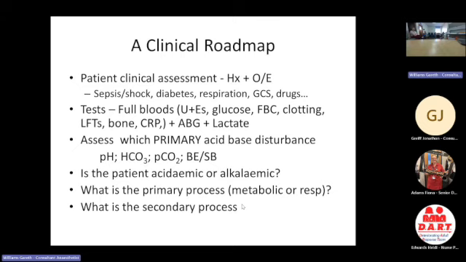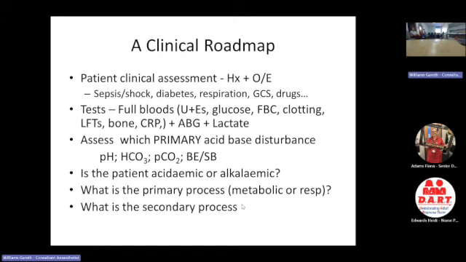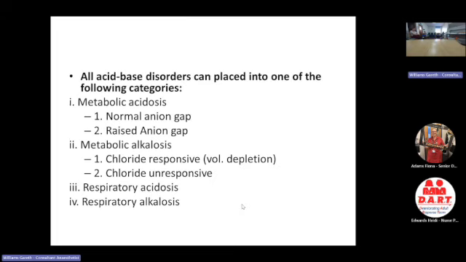In terms of the actual blood gas, assess the primary abnormality, which you need the pH, the bicarbonate, the CO2 and the base deficit, or the standard bicarbonate. Is the patient acidemic or alkalemic? And then what is the process? Is it a metabolic process or respiratory? And what is the compensatory process, as we've discussed?